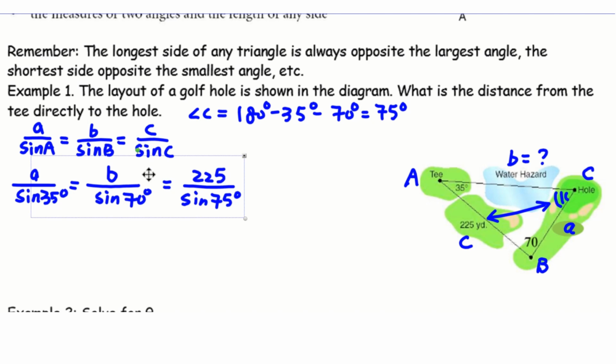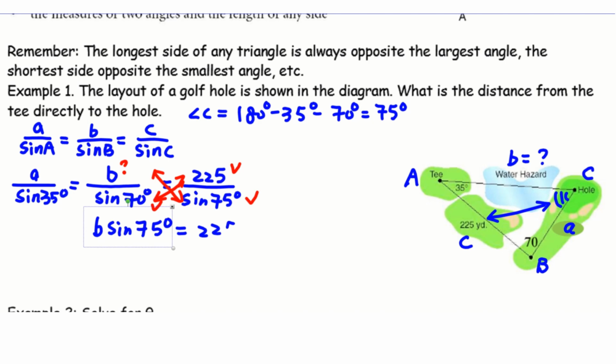In this, we could see that in this ratio both numerator and denominator are given, so we want to use this ratio. And side b is what we want to find, so we have these two ratios, three given, one unknown, and we are able to solve it. So we are going to use the second and last ratio to solve for b. We are going to cross multiply, so b times sine 75 degrees equals 225 times sine 70 degrees.